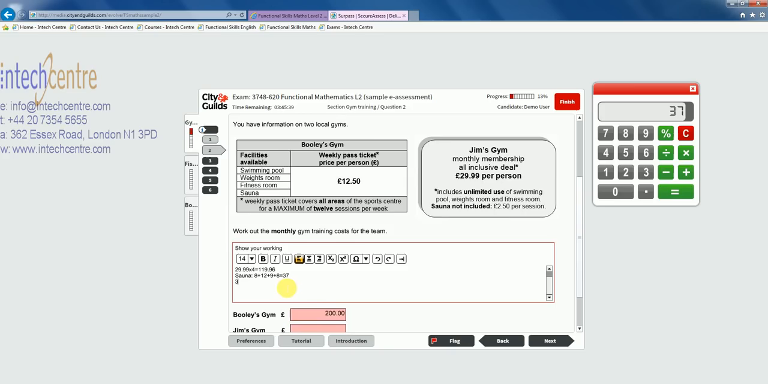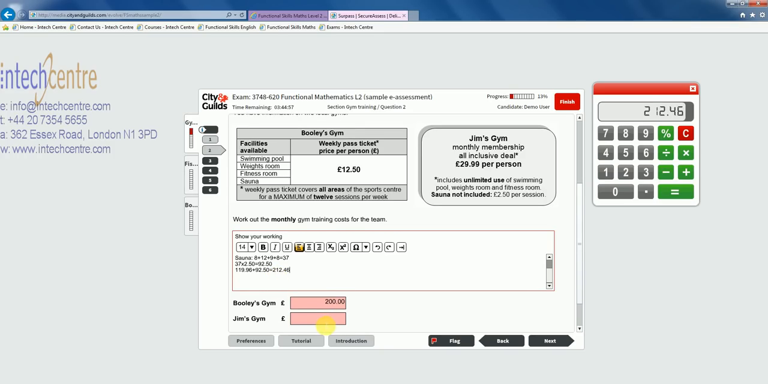We would then multiply this by £2.50. So that's 37 times £2.50, which gives us £92.50. And then we will just add the membership costs, which is £119.96 plus £92.50. So we've got £92.50 there, so I'm just going to go plus £119.96. Always make sure to double check your calculations in case you've made a calculation error. So that gives us £212.46.